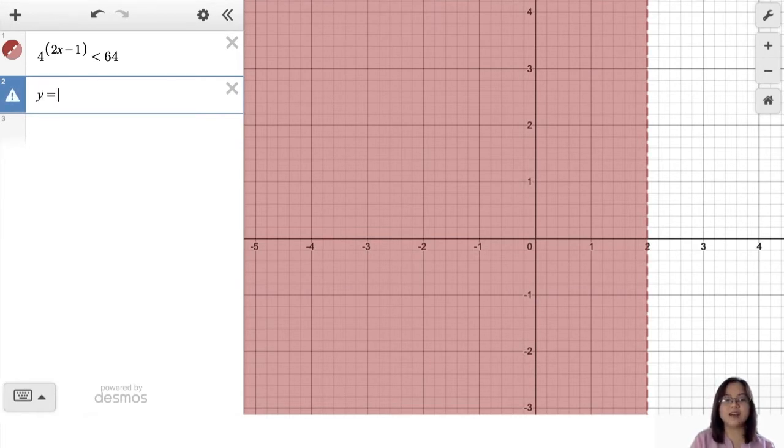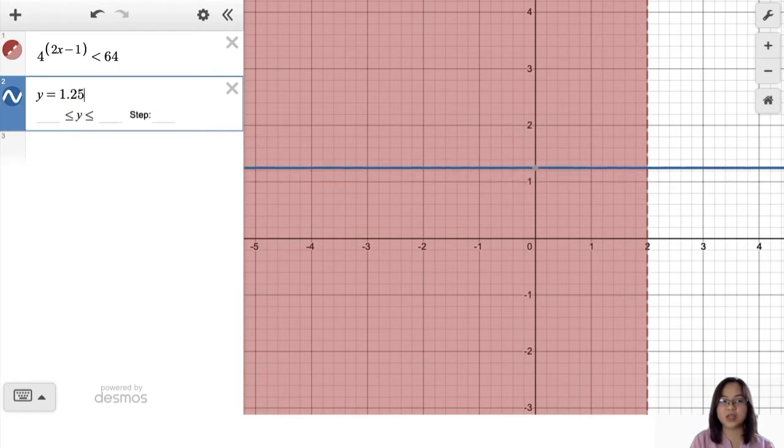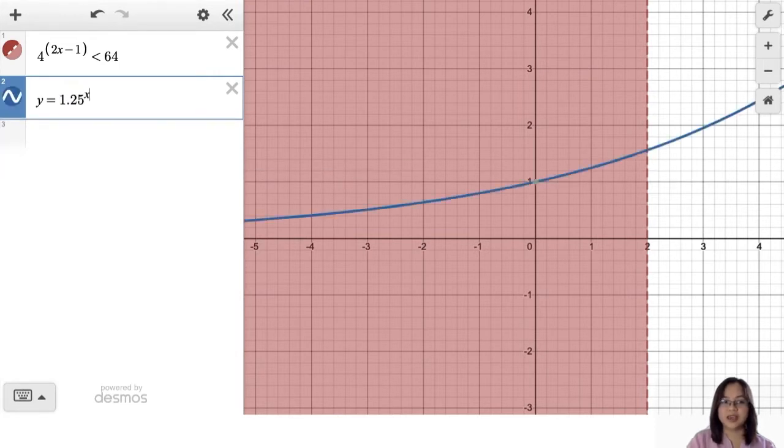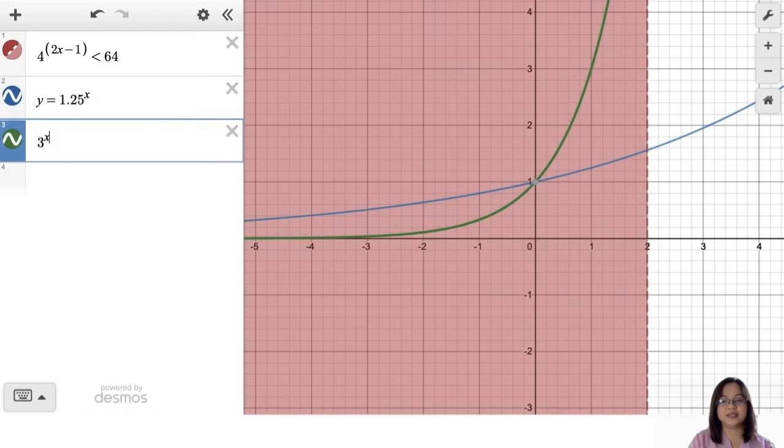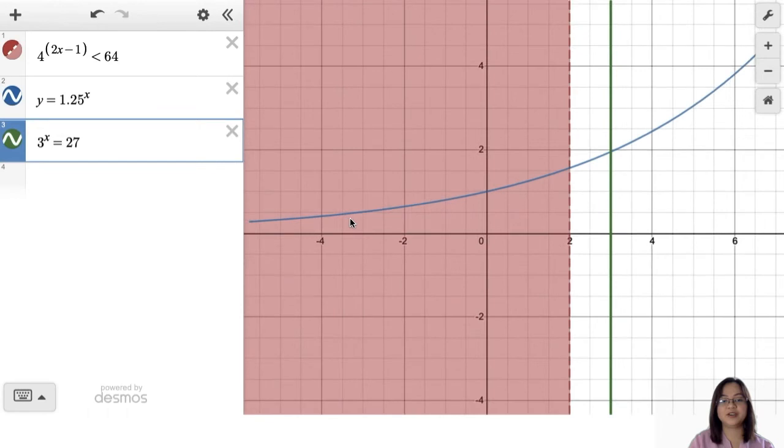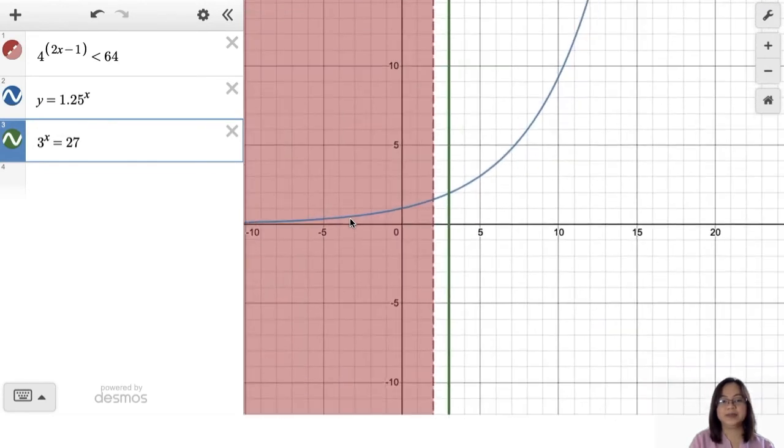Next, let's graph y is equal to 1.25 raised to the x. It's a slightly curved line this time. And lastly, let's graph 3 to the x equals 27. And as you have observed, it's only a vertical line here.